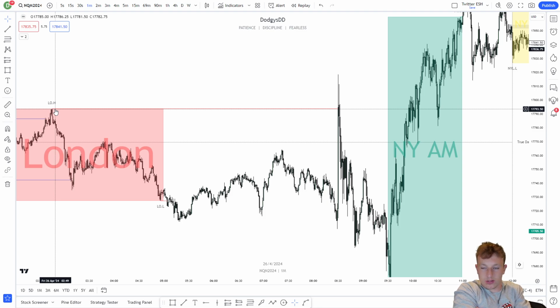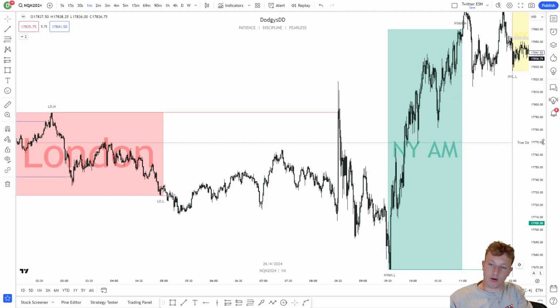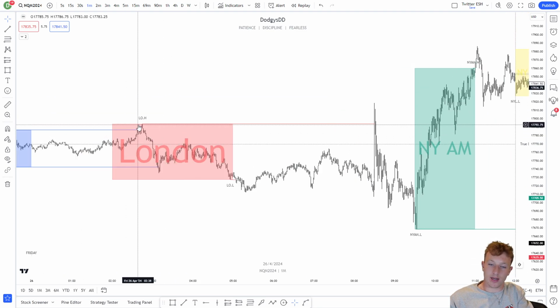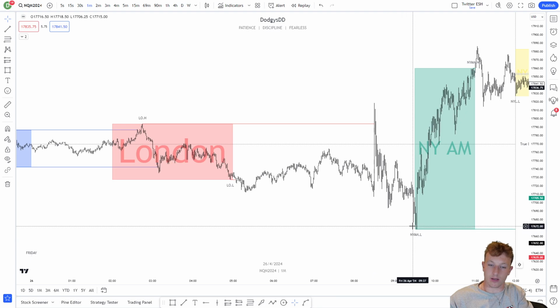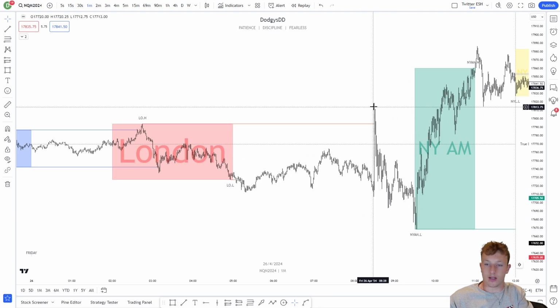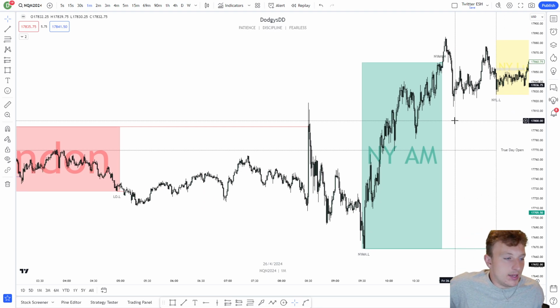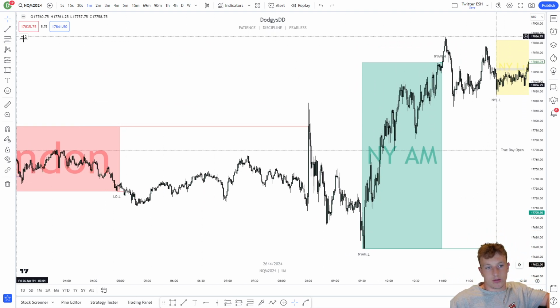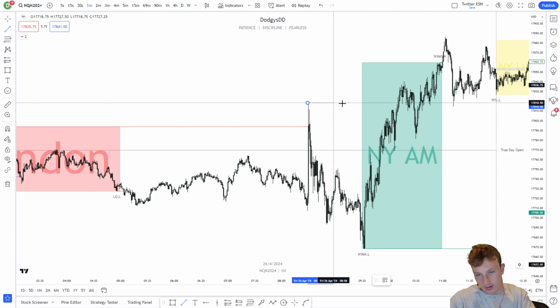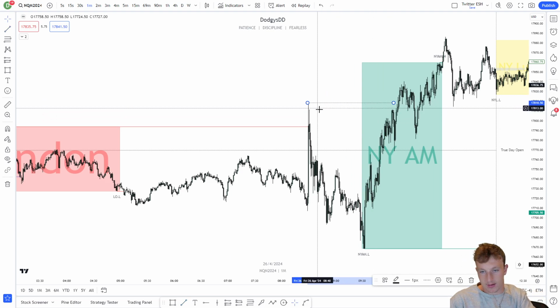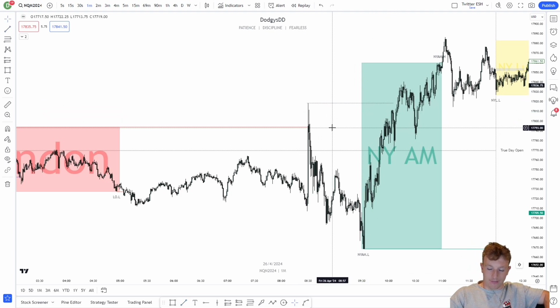Now, if you're waking up in New York and you already see the London high and London low ran, like you can already see New York ran the London low here, already ran London high, then that means one, we're going to chop all day, or two, just use the high that ran the London high as liquidity. So you could use this high instead. Definitely just depends. All right.